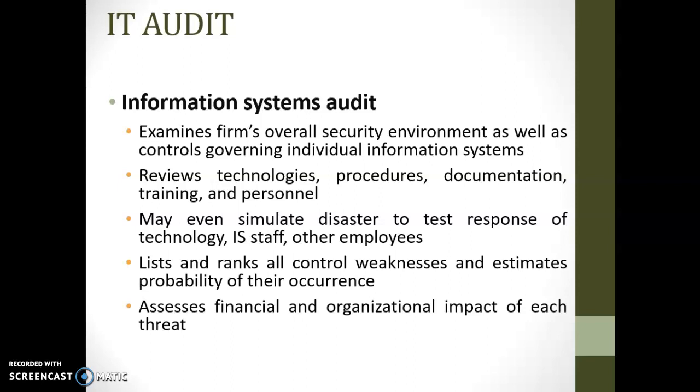staff and other employees. Okay, apa yang berlaku, kita kalau macam contohnya, macam kita tengok kadang-kadang when we go to any organisation, dia dah ada macam if this happen, apa yang staff dia semua macam ready. Ini yang kita kena tengok. And then list and rank all the weakness, okay, and estimate the probability of their occurrence. Okay, kena ada weakness and the probability, the occurrence, and then we assess the financial and impact of each threat.